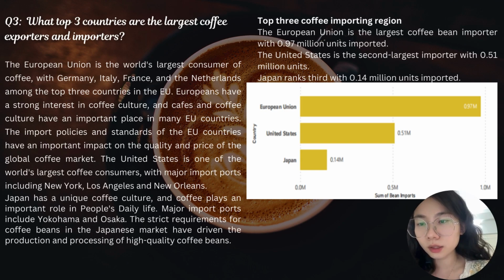By analyzing the top 3 regions or countries of import and export, we can not only understand the current situation of the global coffee trend, but also gain insight into the future development trend. It has promoted diversification and innovation in the global coffee trend.